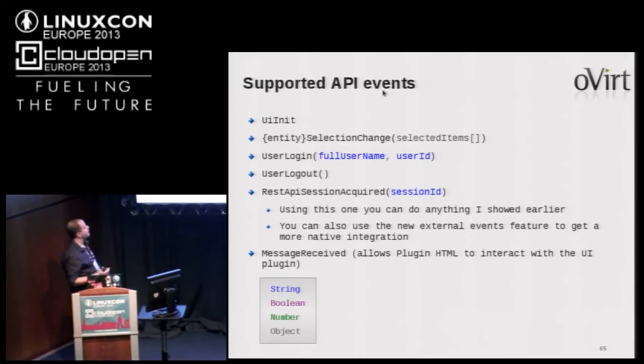We have different events that the UI plugin infrastructure supports. The UI init event is the one I showed you earlier that is triggered when the admin portal is initialized. For each entity, I have a selection change event. For example, if you are in a data center main tab and you selected a different data center, you change the selection, then the data center selection change event will be triggered. If you're in the VMs main tab and you selected a new VM, then the VM's selection change will be triggered. So basically for each main tab, we have an event for each selection change. We'll show examples on that as well.